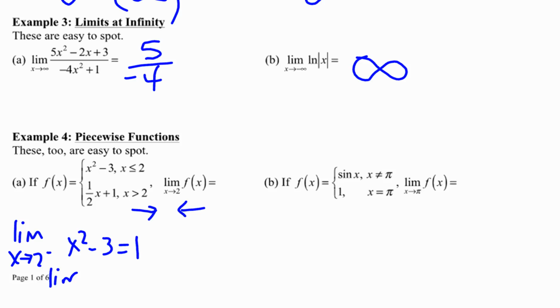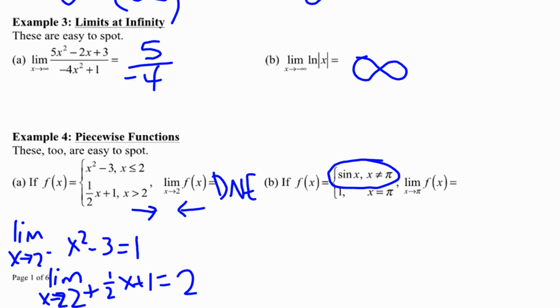Limit as x approaches 2 from the right, that would be this part. Plug in 2, we get 1 plus 1, 2. 1 is not equal to 2, so this does not exist. Okay, another example, limit as x approaches pi. Not x is pi, x approaches pi. So in this case, we're technically only looking at this part. So sine of pi would be 0.